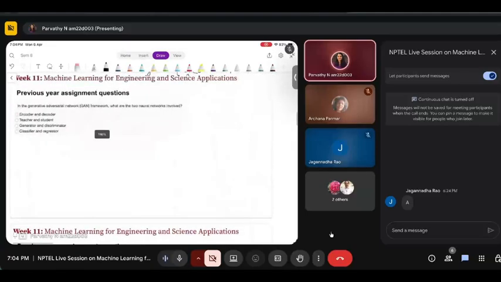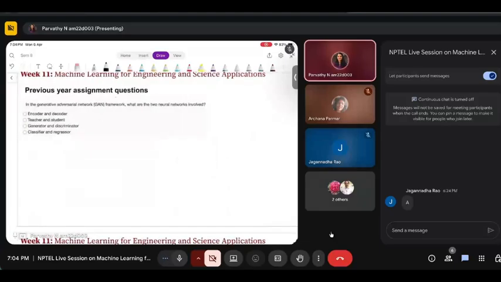In the GAN network, what are the two neural networks involved? Encoder and decoder, teacher and student, generator and discriminator, classifier and regressor. Yeah. So in GAN, there is a generator and a discriminator. A generator is used to generate data, and the discriminator will distinguish between the real and the synthetic data.